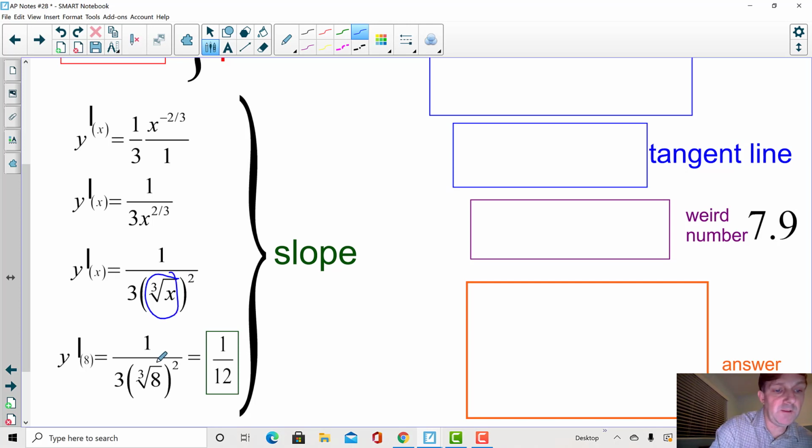The third root of 8 is just going to be a 2, it makes it smaller, and then you just have 2 squared, which is 4, so the bottom is 3 times 4. So that's how we're getting 1/12 for our slope. Okay, now we can do the equation of our tangent line, because we have a point and we just figured out the slope. The slope is 1/12.